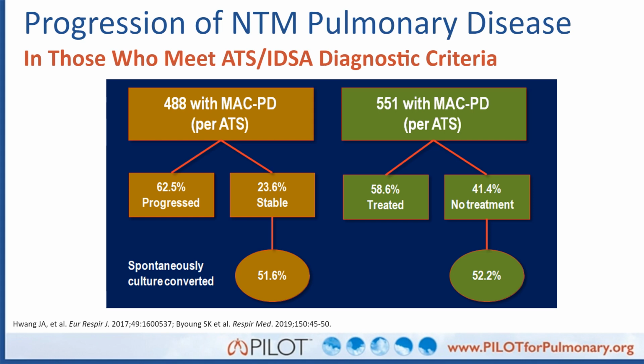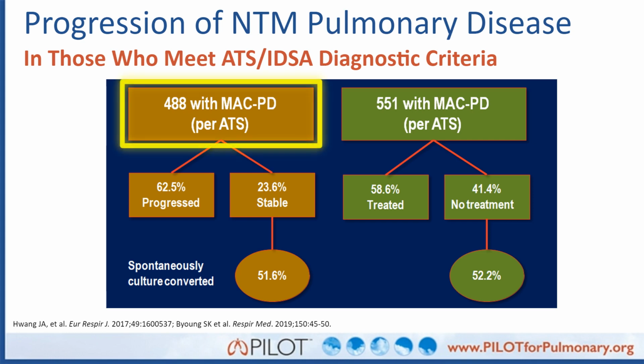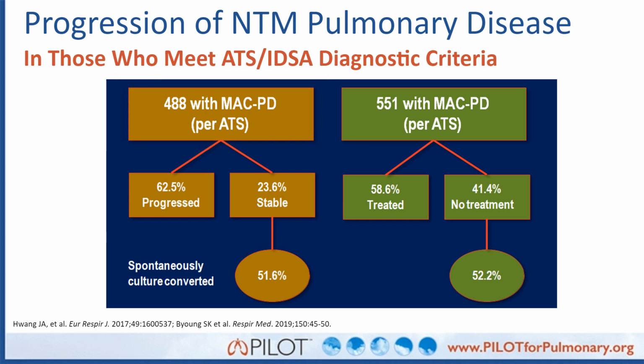The study on the left was close to 500 patients with MAC pulmonary disease that met ATS criteria. And in this study, the 500 patients, 2/3 of them progressed without any antibiotic treatment. However, about a quarter of those patients remained stable without antibiotic treatment. And out of those patients that remained stable, half of those patients spontaneously converted their cultures to negative.